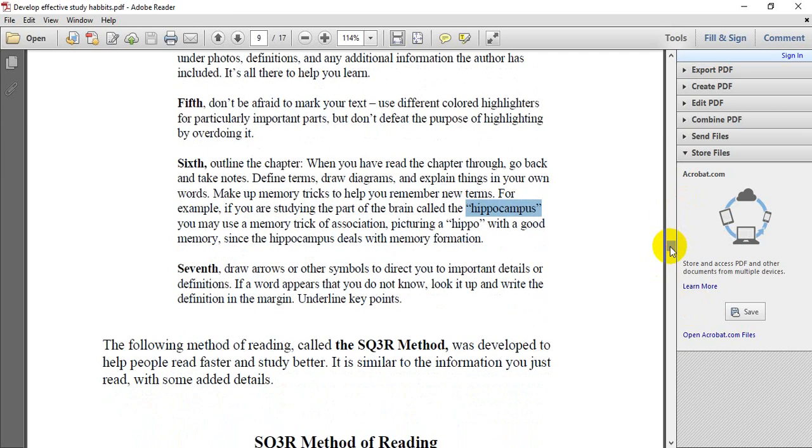Seventh, draw arrows or other symbols to direct you to important details or definitions. If a word appears that you don't know, try to look it up in a dictionary, and write the definition in the margin, underlining key points. It's very necessary to identify the meaning of unknown words and write their definitions in the margin.